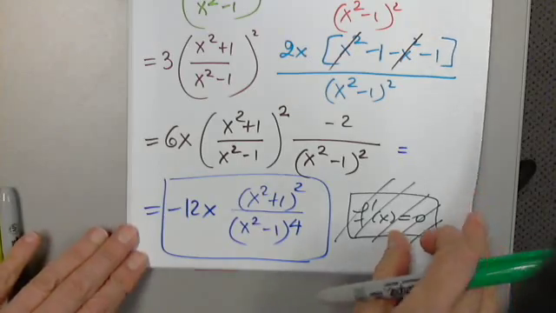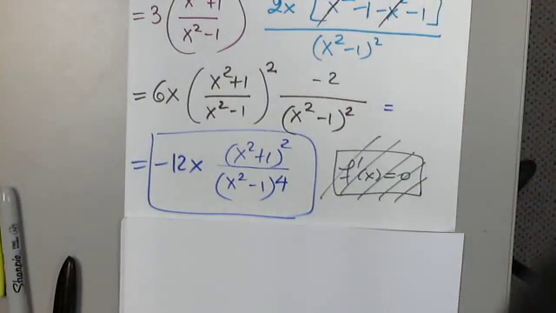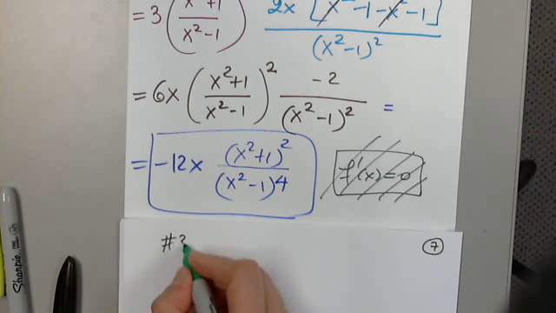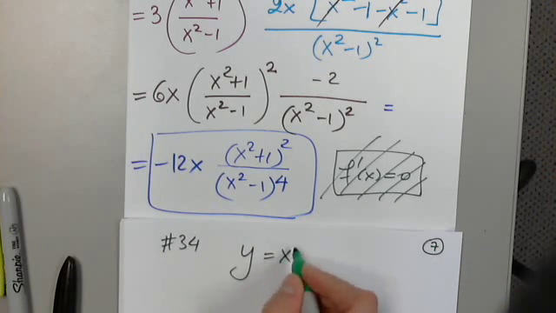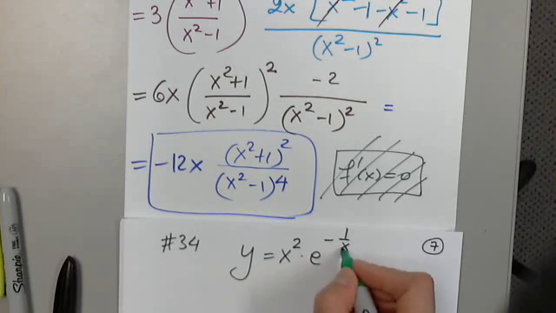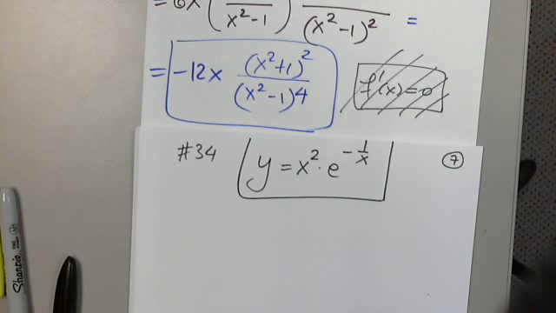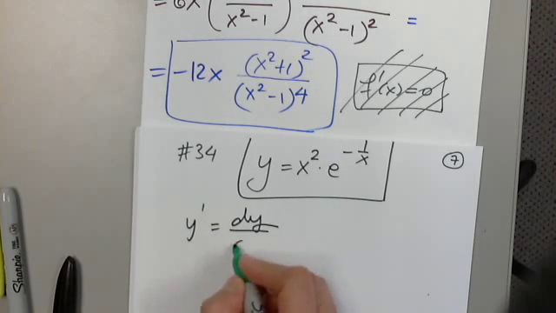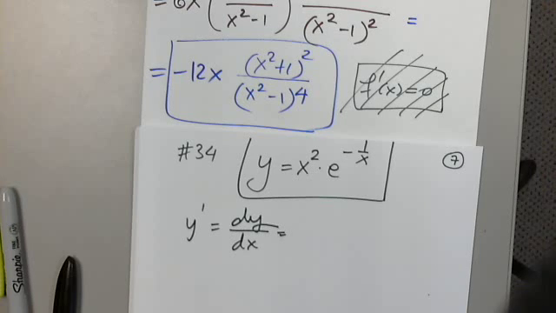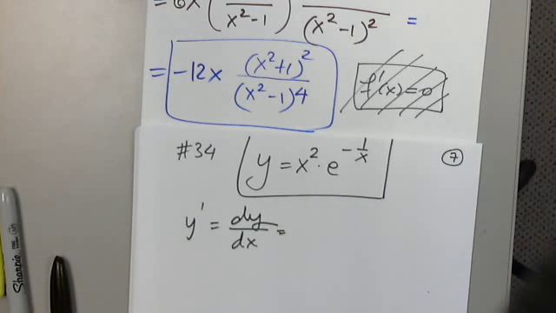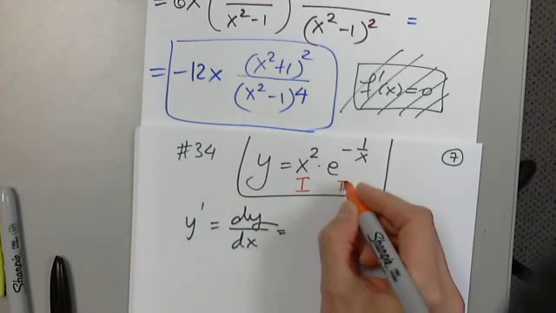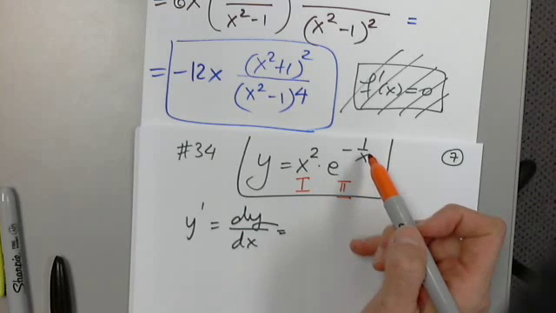Let's look at 34. So we have y equals x squared times e to negative 1 over x. We're asked to differentiate or find y prime or find dy over dx, the same thing. I look at this function and I notice what? That the function is a... yes, also, but it's definitely a product first. And yes, e to this.